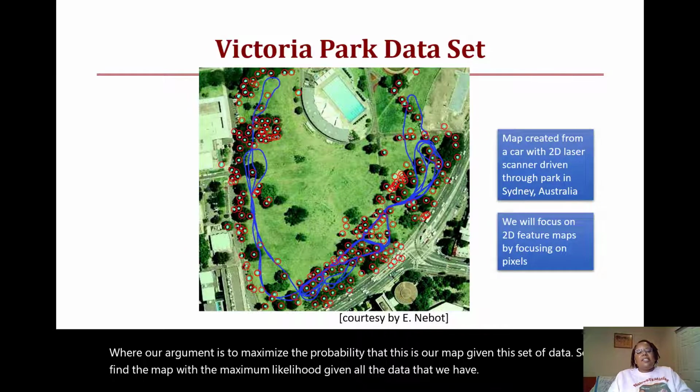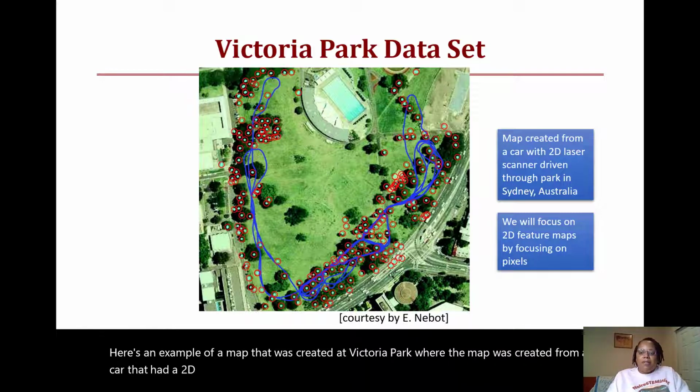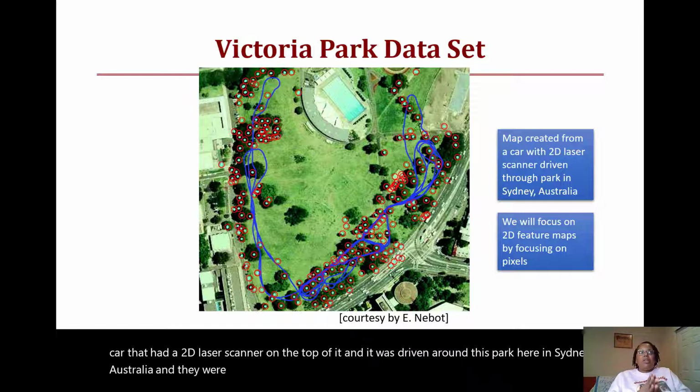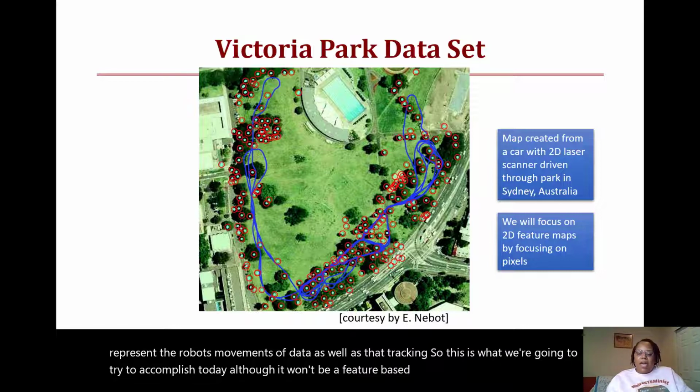So here's an example of a map that was created at Victoria Park, where the map was created from a car that had a 2D laser scanner on the top of it. And it was driven around this park here in Sydney, Australia. And they were able to extract 2D features of the world by focusing on the pixels, which represent the robot's movements of data, as well as that tracking. So this is what we're going to try to accomplish today. Although it won't be a feature-based map, it will be a grid-based map.